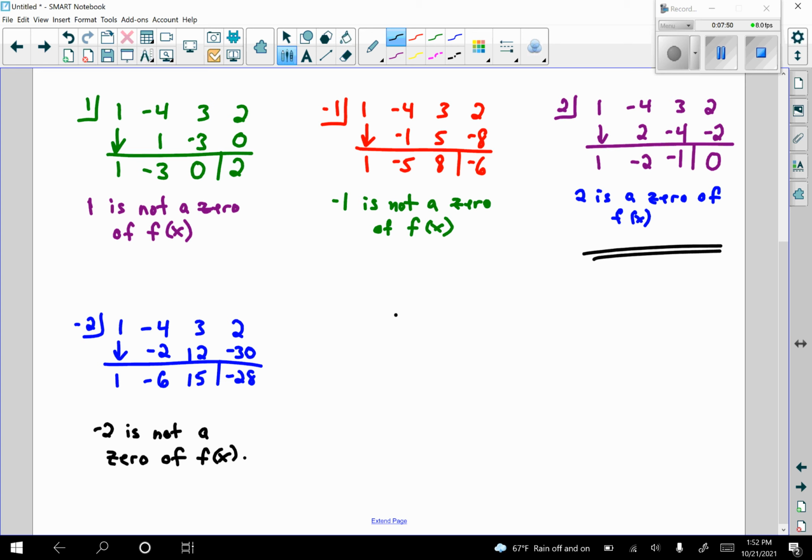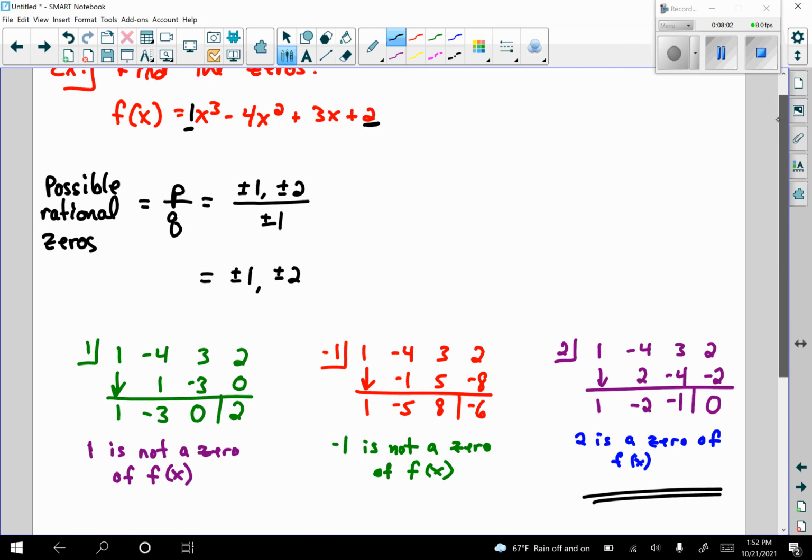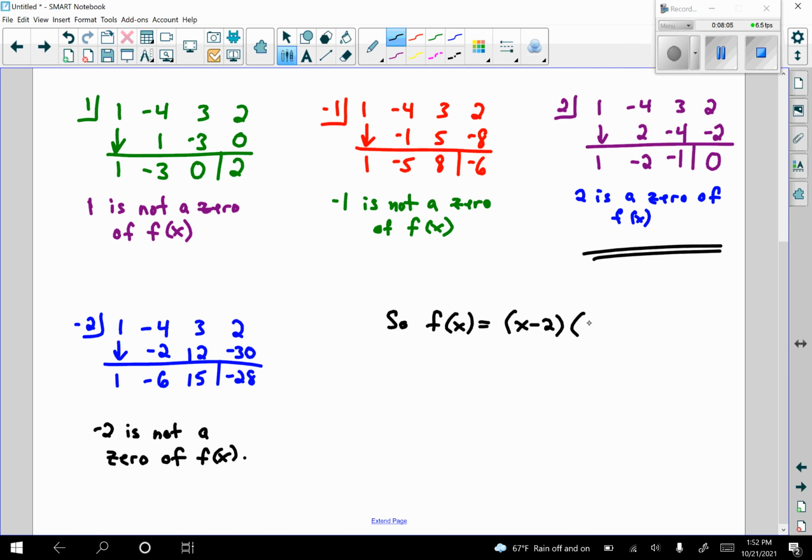So we can write it this way. So we know f of x, if 2 is a 0, then x minus 2 is a factor. And then what's left over is, and again, we started off with x cubed, so we're going to go down to x squared. So I'm going to have 1x squared minus 2x minus 1. And then we could find the remaining zeros this way.